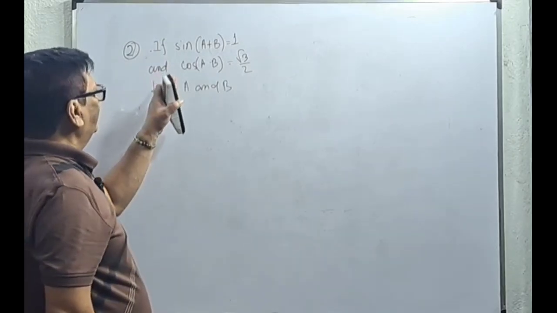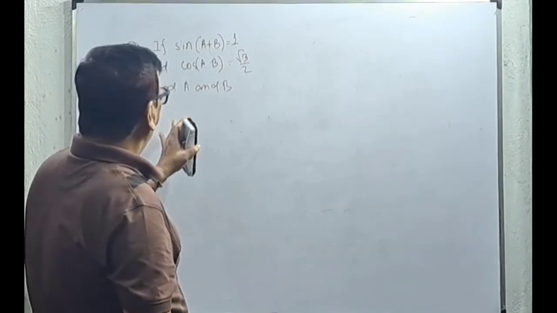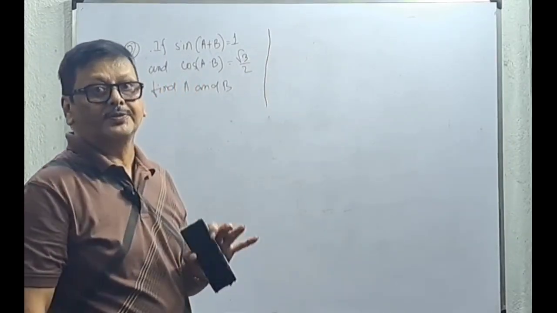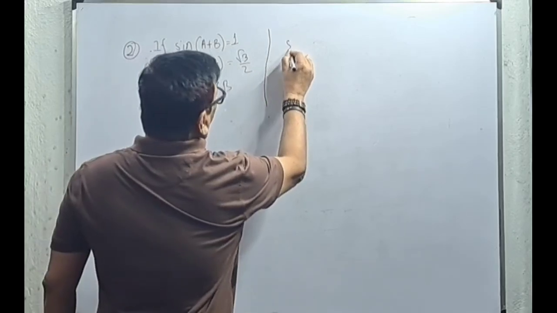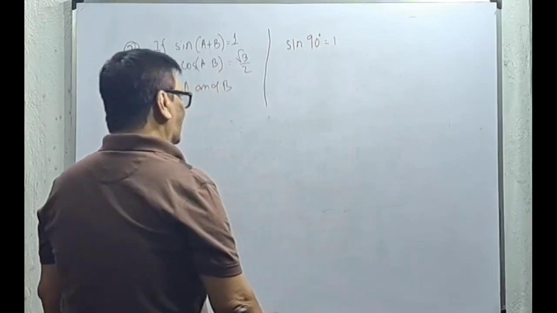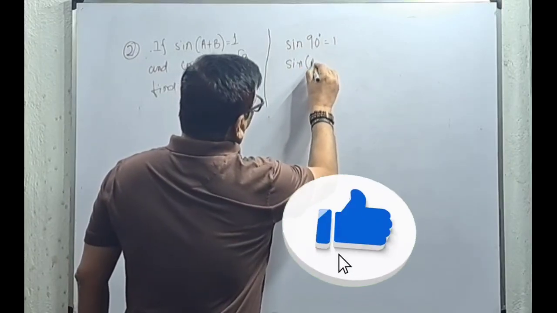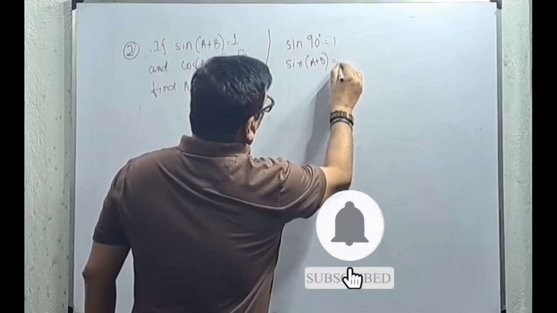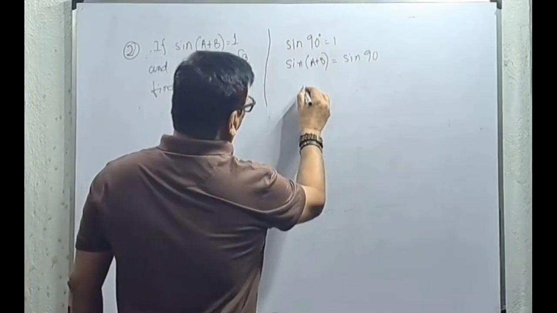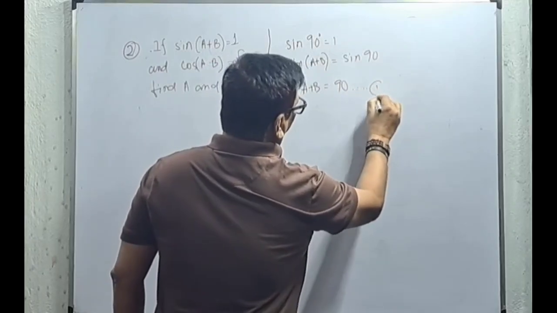It says if sine a plus b is equal to 1 and cos a minus b is equal to root 3 by 2, find a and b. Okay. First we say from the knowledge of special angles, we know sine of 90 degree is equal to 1, correct? So we can write sine a plus b is equal to sine 90 degree. So comparing sides, we can write a plus b is equal to 90 degree. That is equation number 1.